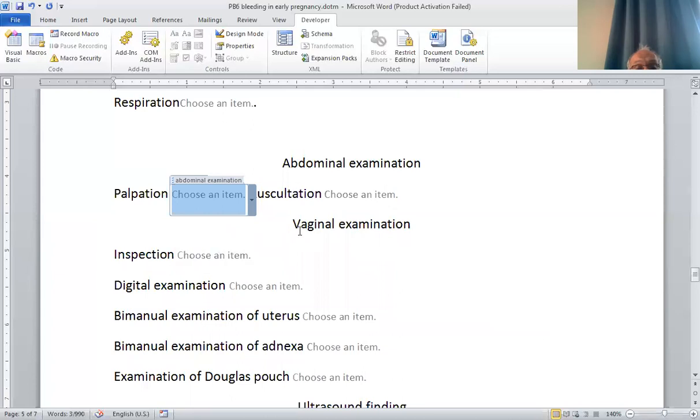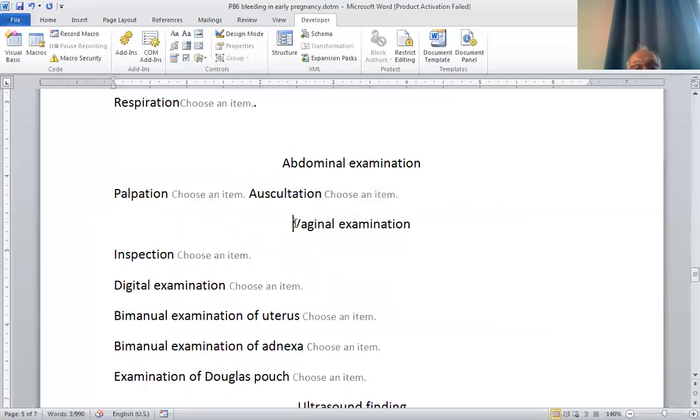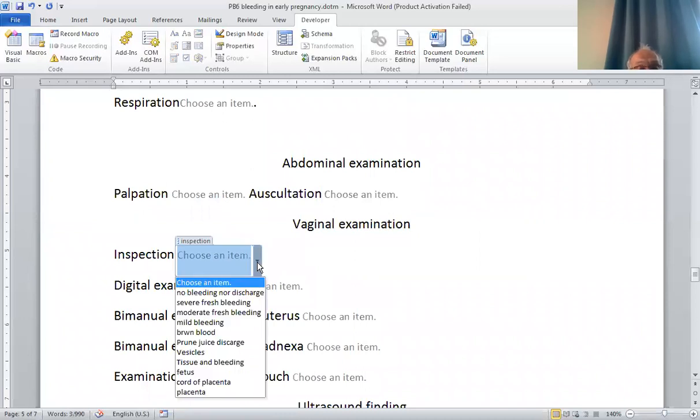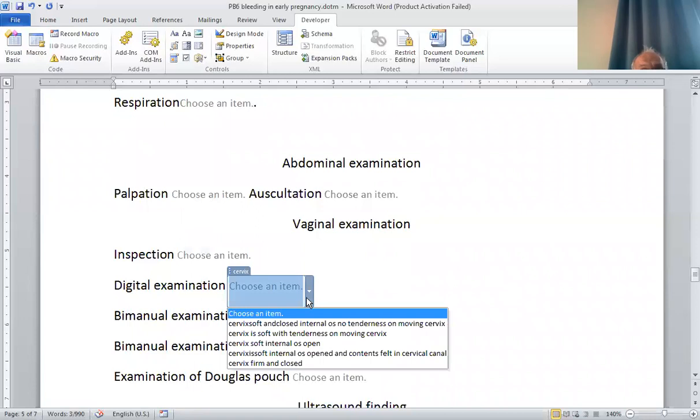Then we are going to do auscultation if the uterus is felt in the abdomen, to see whether the fetal heart sound is detected or not. And then we are going to do a vaginal examination. We are going to see if there is bleeding, whether the bleeding is severe or mild, or brown, or there is a vesicle, or tissue, or a fetus, or cord, or placenta coming out. And then we are going to proceed to digital examination.